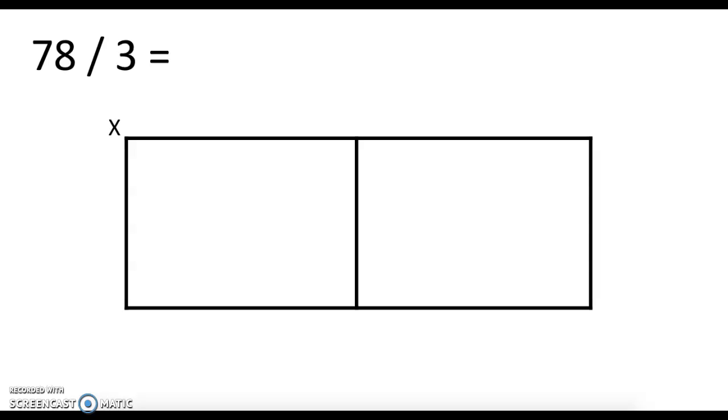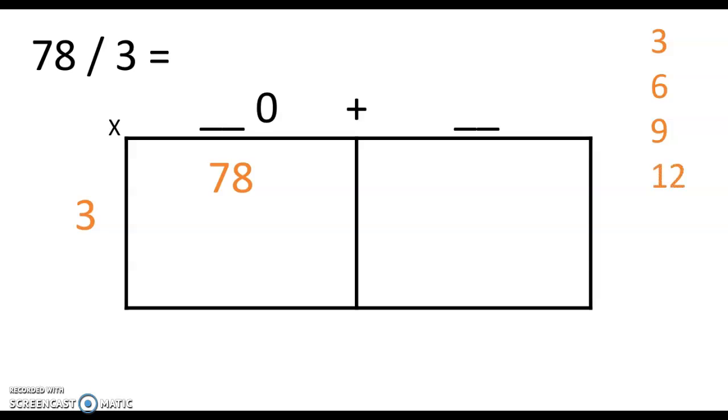78 divided by 3. First, draw your two boxes for your two-digit number. Then, set up your place values with your tens place, your ones place, and your 3 on the side. Then we're going to put our 78 and do our 3 times tables down the side. Remember, we're trying to figure out 3 times something gives us 78.